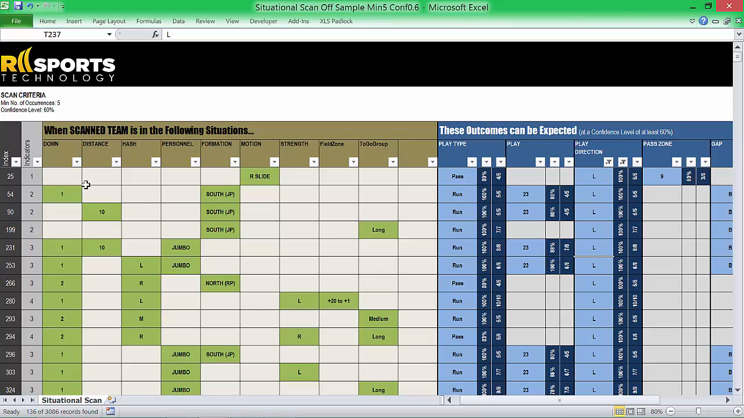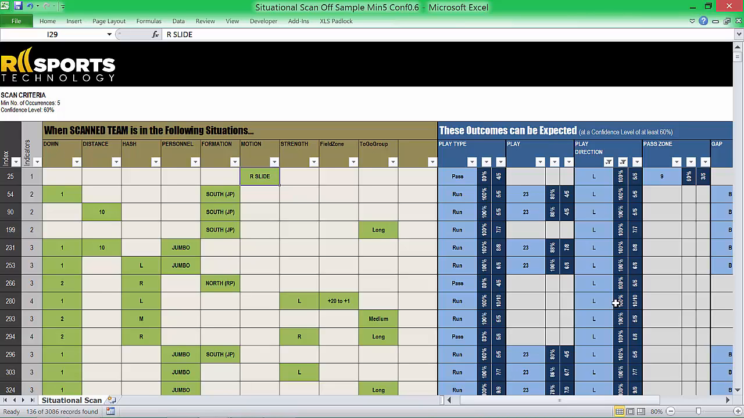So, as simple as the first one on the list, an R slide motion. Nothing else matters. If you see an R slide motion, every single time they went to the left, 5 out of 5 times. So again, this report is set up to help you explore. And I always encourage coaches not to be overwhelmed by the sheer volume of stuff in the report, but to use it to search for things that they're concerned about.